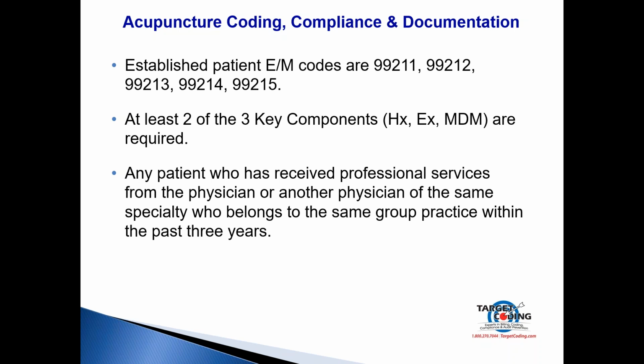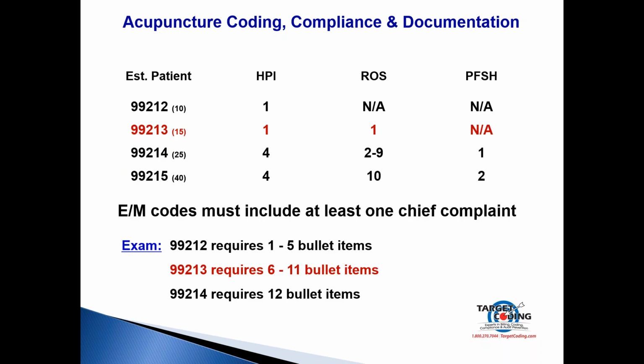And you could do the established patient E&M codes 99211 through 215. At least 2 out of the 3 key components are required. And an established patient is one that has received services from you within the past 3 years. Here's a little chart. 99213, that's the most commonly billed re-exam code, not only by Acu, but Chiro and MD. It requires a chief complaint, 1 HPI, 1 ROS, and 6 to 11 exam findings.